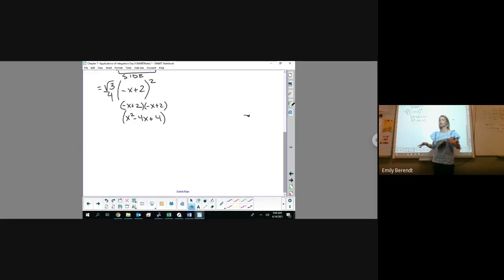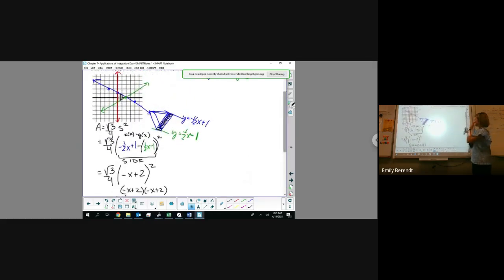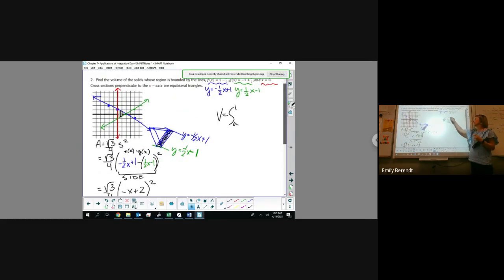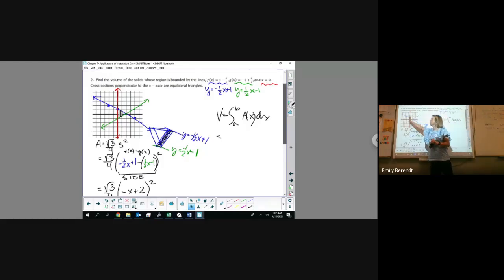That quantity is no longer squared, but we still have that square root of 3/4. So this whole expression represents the area of one of our triangles. Okay, are you guys with me? Now we plug it in the volume formula. So volume equals the integral from a to b of A of x dx. Our bounds go from the leftmost triangle at an x of 0, and then they intersect at 2.